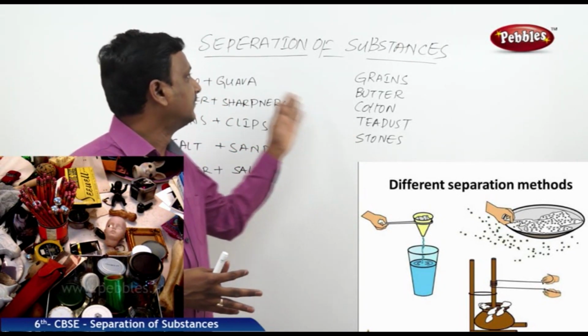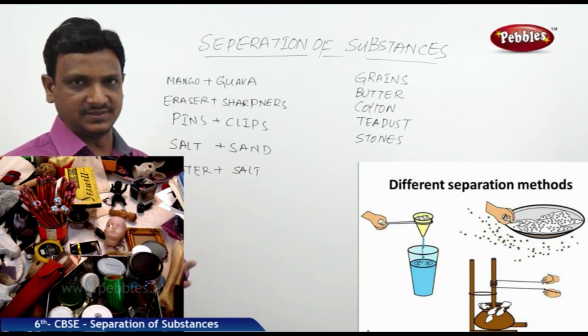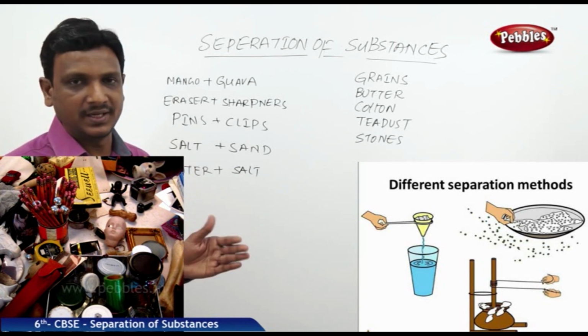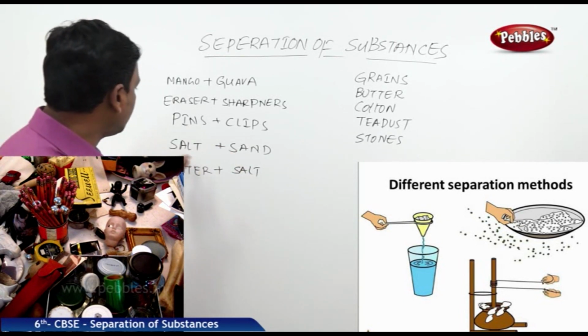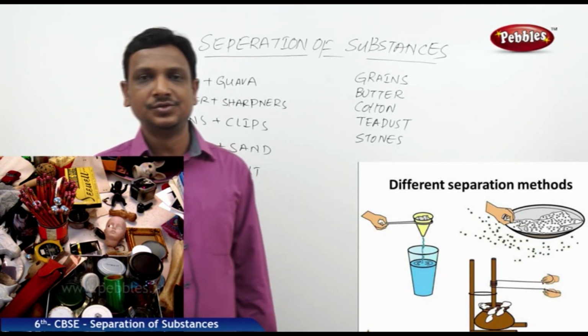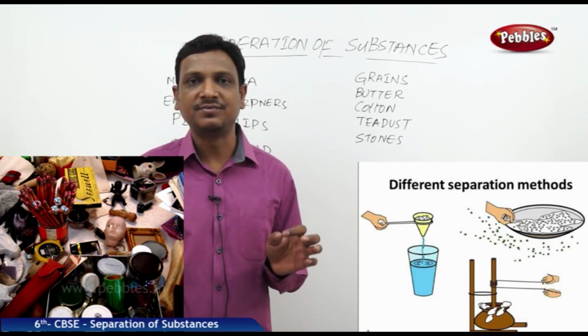That is the necessity of the separation of substances, and some substances we can separate just by observing them. By hand picking you can separate, but in certain cases like salt and sand, water and salt, you need to apply different methods. So let us explore the various methods of separation of substances.